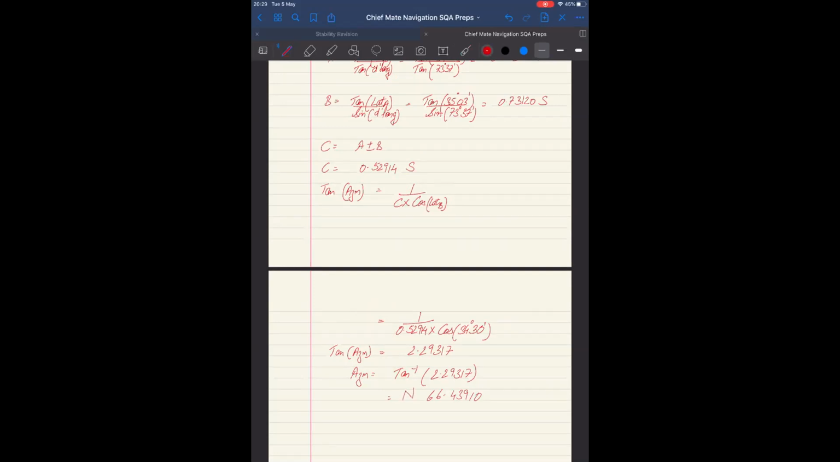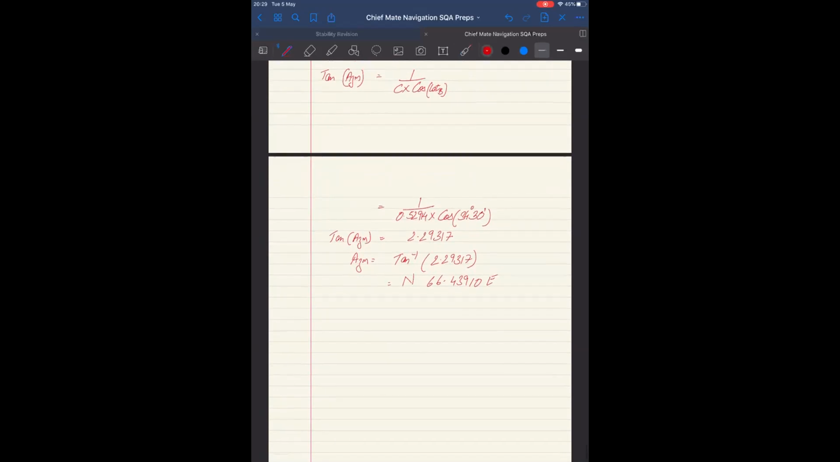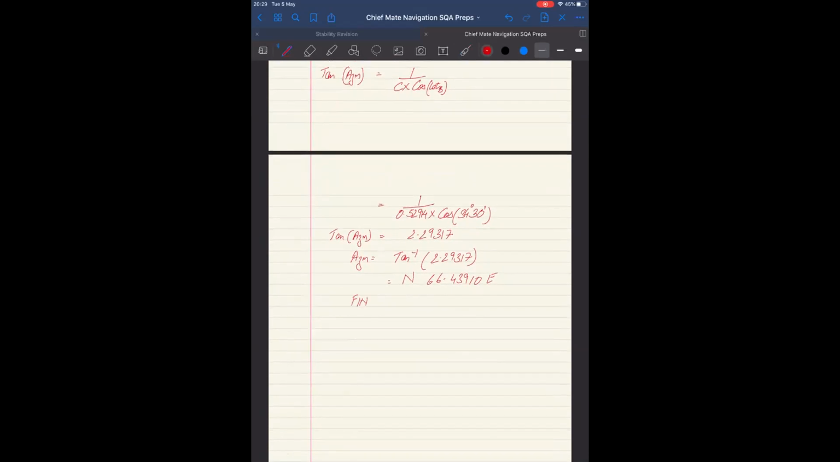And since we were actually moving east, the same thing is going to come here, where we were actually moving. So it would be east. So my final course would be 066½ degrees true.